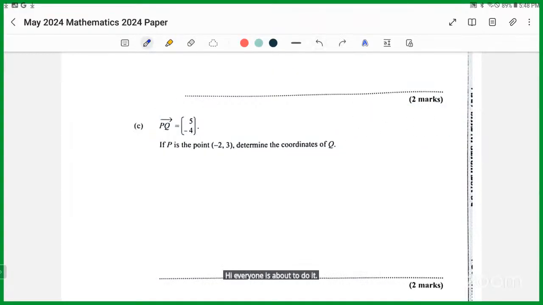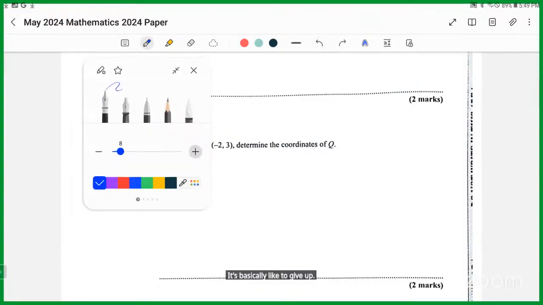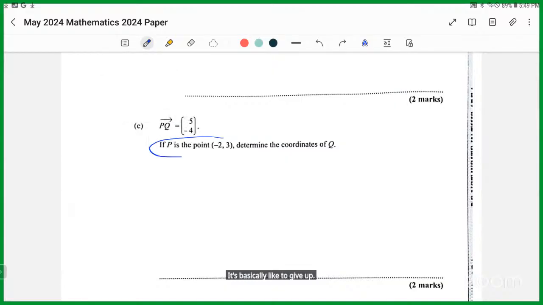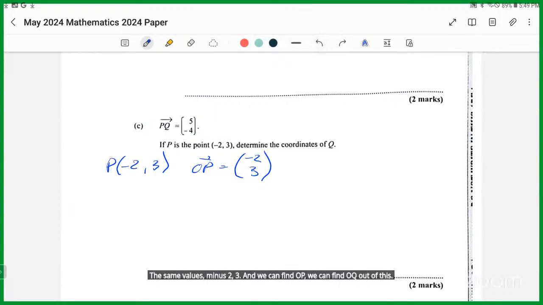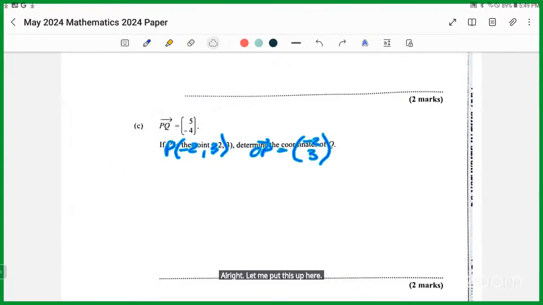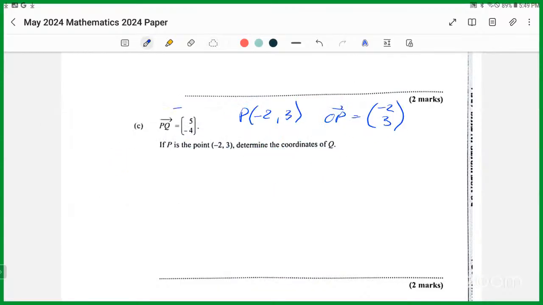Now, when they gave us this point, we automatically know the position vector of P. Right? Because if P is a point (-2, 3), it means that the vector OP will have the same values, (-2, 3). And we can find OQ out of this in 2 ways. I'm going to show you 2 ways to do it.